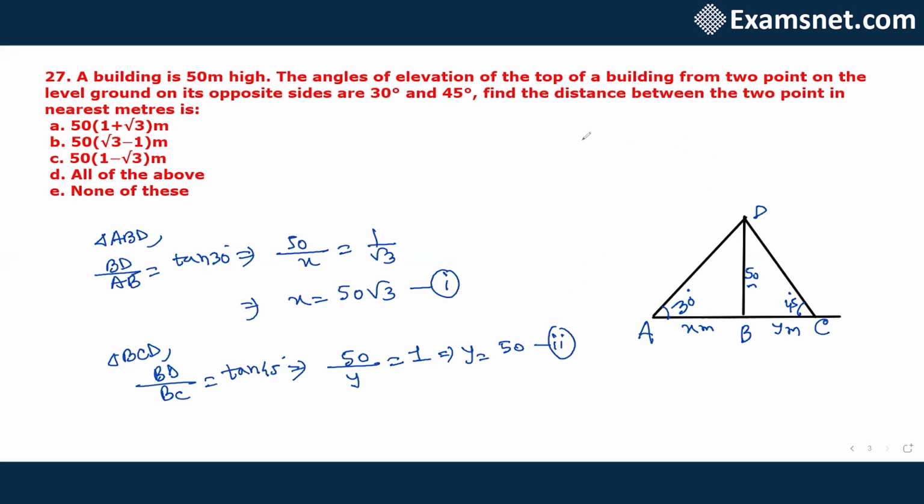Since we are asked to find the distance between these 2 points, that means the distance is x plus y, 50 root 3 plus 50 meter. So it will give us, after taking 50 common, root 3 plus 1 meter. This is the answer. So it matches with option A. Here 50 multiplied by 1 plus root 3 meter is the distance between 2 points.